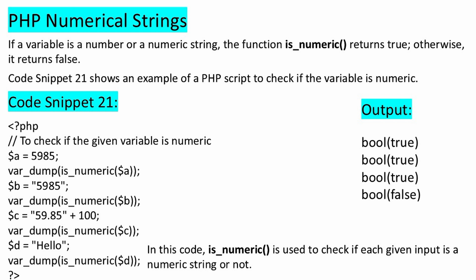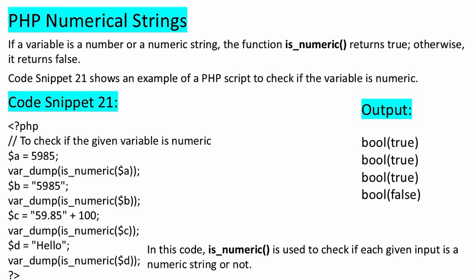This check is very useful when your data comes from user input or external sources, where numeric values may arrive as strings instead of pure numbers. In the code example shown here, we have several variables being tested using the isNumeric function. The first variable, a, is assigned the number 5985. When we pass it to isNumeric a, PHP correctly recognizes it as a number and returns true.